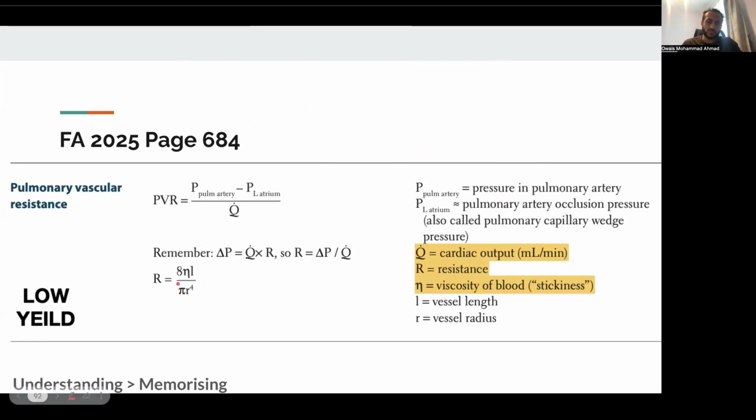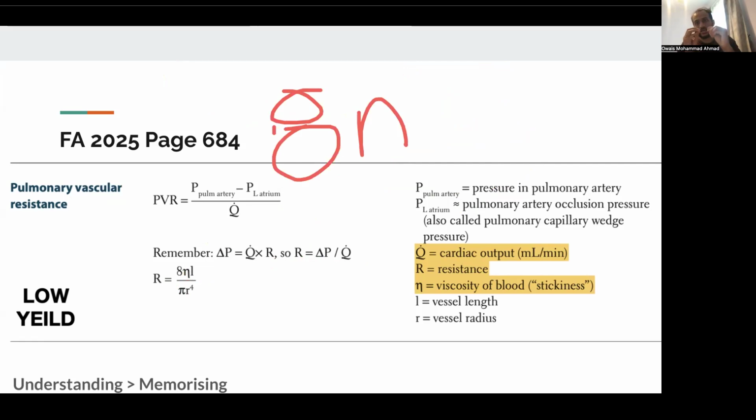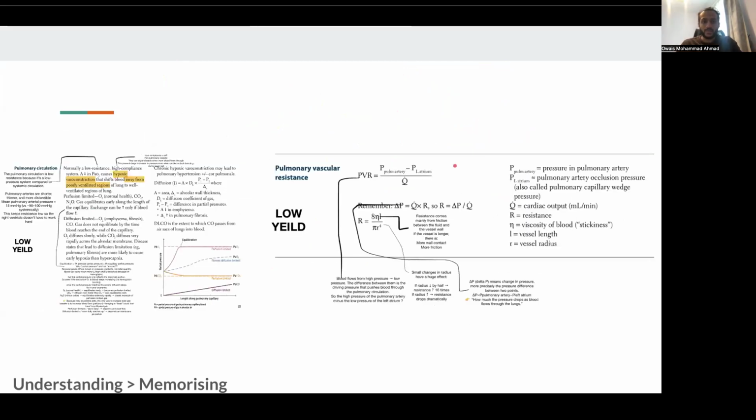Now what is resistance? Resistance is going to be your 8, which is a factor, times η, which is your viscosity. Your viscosity essentially is your stickiness, like honey. Honey is very viscous, very sticky. Water is not very viscous, it flows. Times the length of the capillary. Why the length of the capillary?